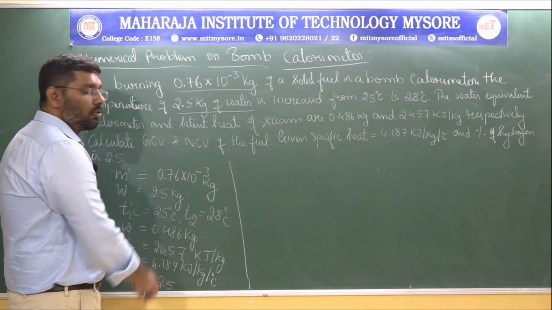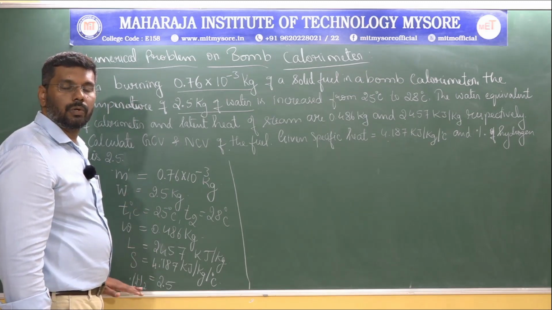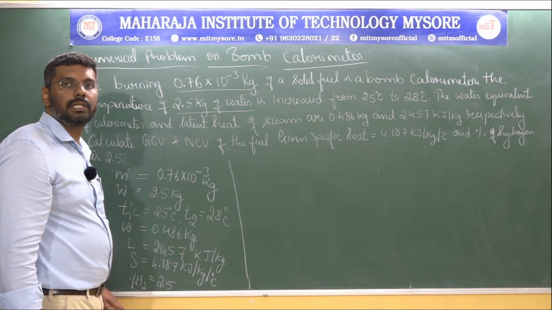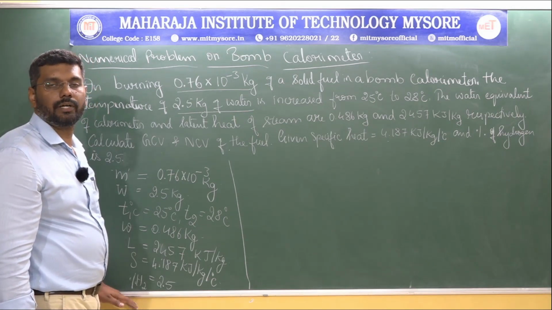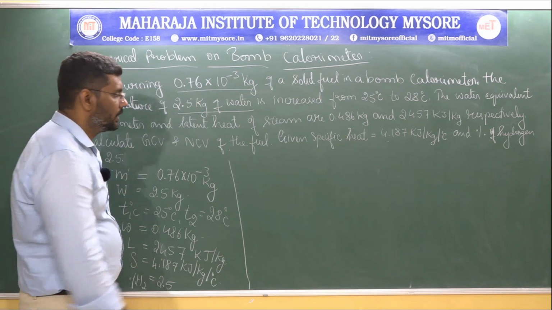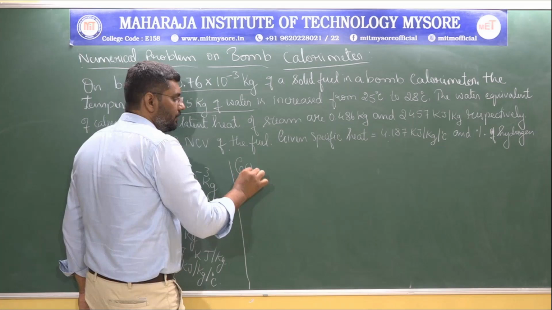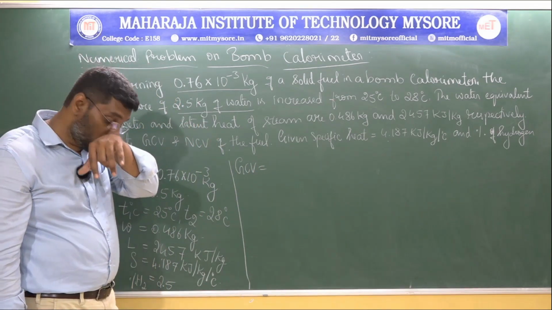So first write down whatever the given data. What is M, what is W, what is T1, what is T2, what is small w. Next, what is the specific heat he has given, what is the latent heat of steam he has given, and whether he has provided the percentage of hydrogen or what. So by using these data, next we need to calculate GCV, that is gross calorific value. So what do you mean by this gross calorific value?